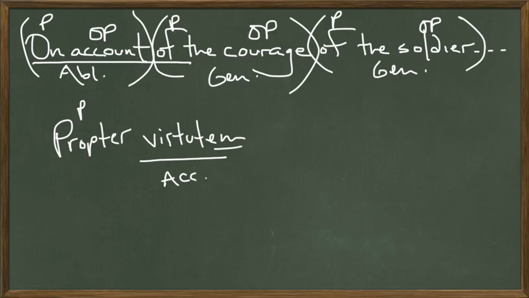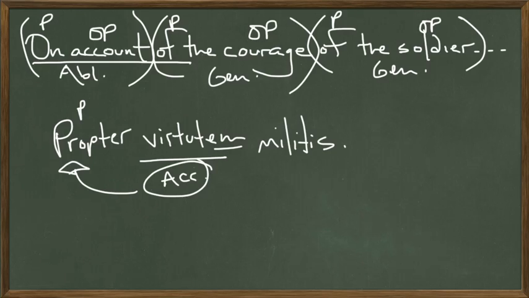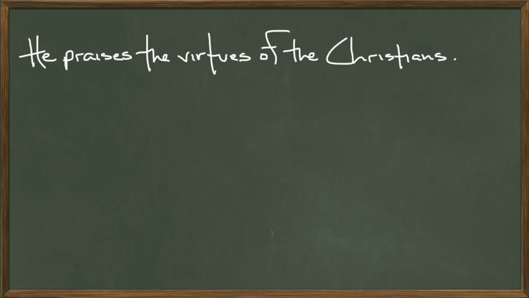So propter virtutem, on account of the courage. This is in the accusative case because of this preposition propter. And then of the soldier would be militis, from the Latin word miles. Miles means soldier, and then the genitive is militis. So, propter virtutem militis, on account of the courage of the soldier.